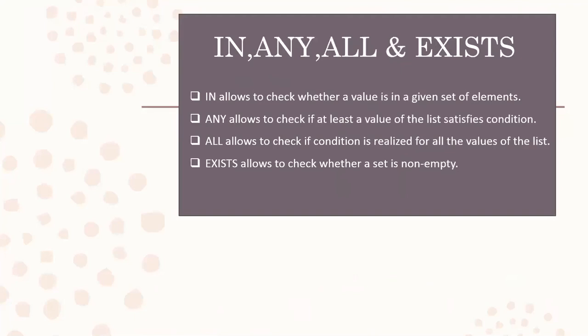IN, ANY, ALL and EXISTS. IN allows you to check whether a value is in a given set of elements. ANY allows you to check if at least one value of the list satisfies the condition. ALL allows you to check if the condition is satisfied for all the values of the list. EXISTS allows you to check whether a set is non-empty.